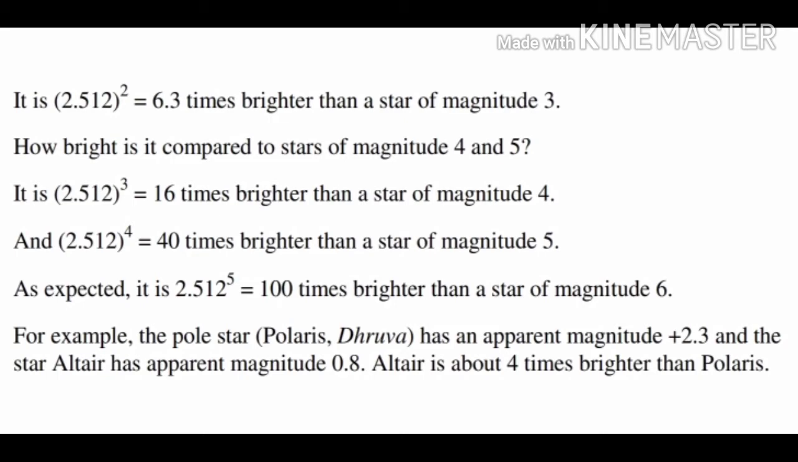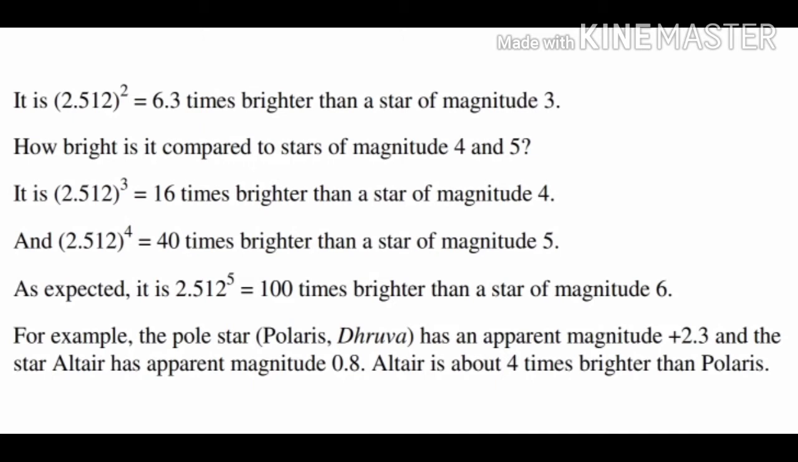For example, the Dhruvatara or Polaris pole star has an apparent magnitude of plus 2.3, and the star Altair has an apparent magnitude of 0.8. Therefore, the difference in apparent magnitude is 1.5. That means Altair is 2.512 to the power 1.5, that is 4 times brighter than Polaris. So brightness of Altair is to brightness of Polaris is 4:1.